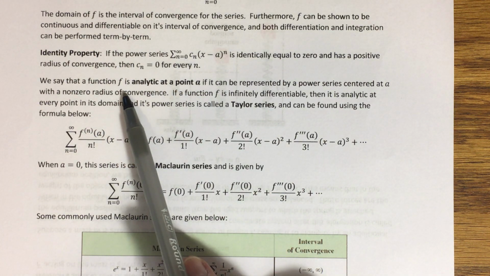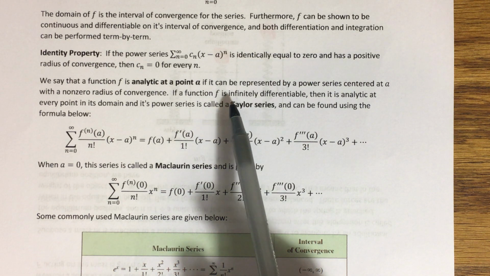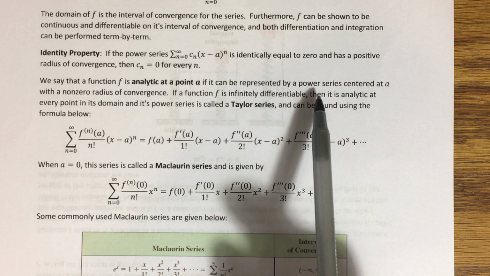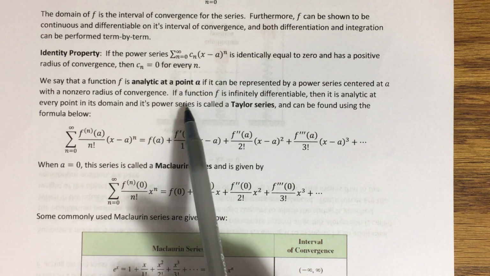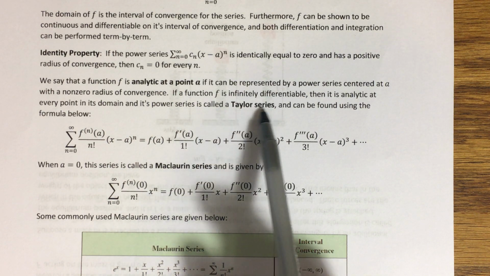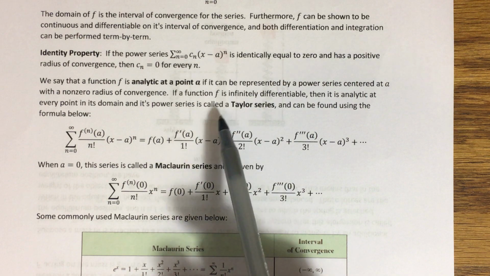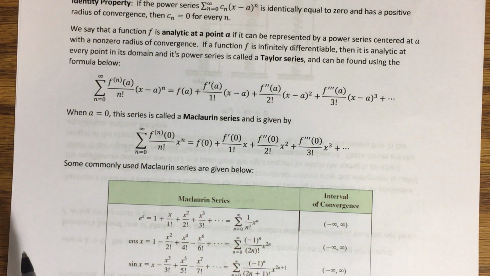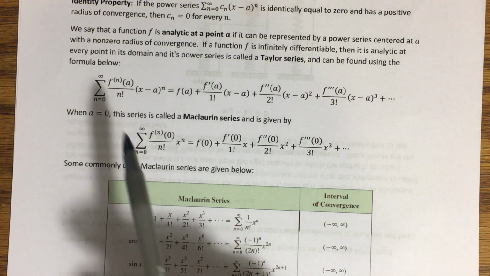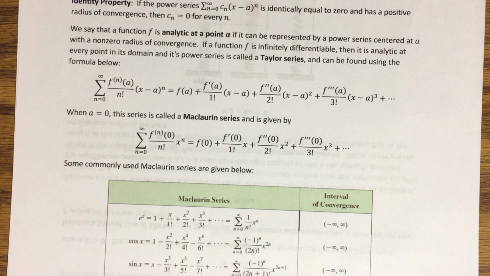Furthermore, if that function f happens to also be infinitely differentiable, then it's guaranteed to be analytic at every point in its domain, and that power series is what we call a Taylor series, centered at a. Okay, so this is what you talk about at the end of a Calculus 2 course, Taylor series. Remember, a Taylor series is just a power series. That's all that it is.